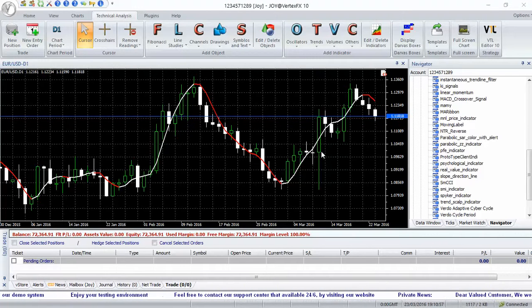When a persistent uptrend or downtrend is identified by the slope direction line, and the slope direction remains in the same direction for a few bars, traders can expect continuation of price move in that direction and can open new positions.